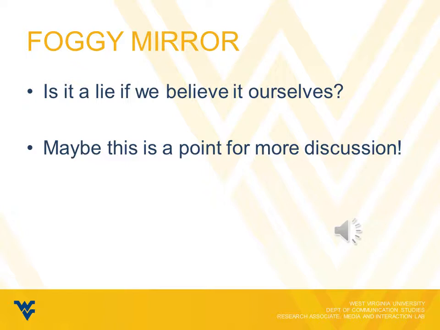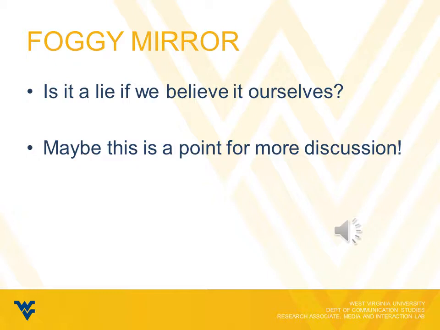I might suggest that the main question that we would look at in this notion of the foggy mirror is, is something a lie if we ourselves believe it? So obviously in the picture before, we can look at the person and see a certain person. But when that person looks in the mirror, they see something completely different. So, if a person believes themselves to be something, even though the rest of us don't necessarily see the same thing, are they lying when they talk about it?